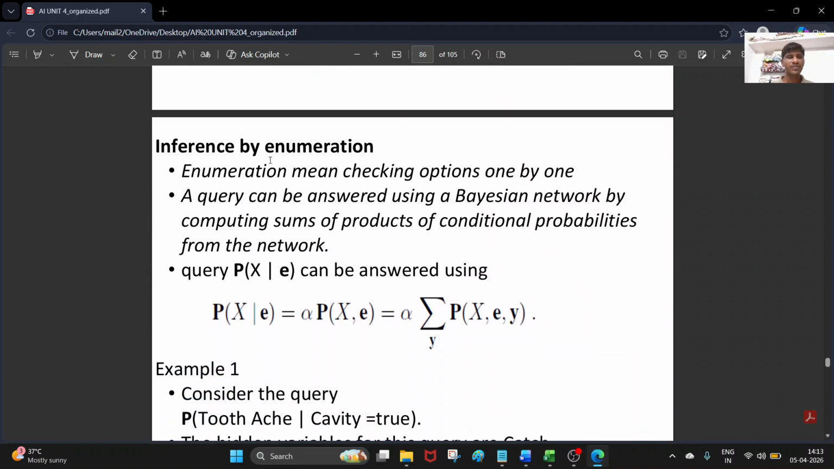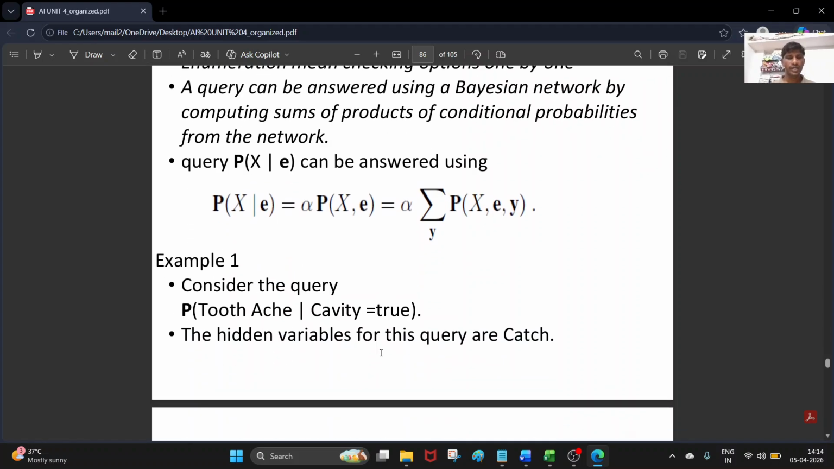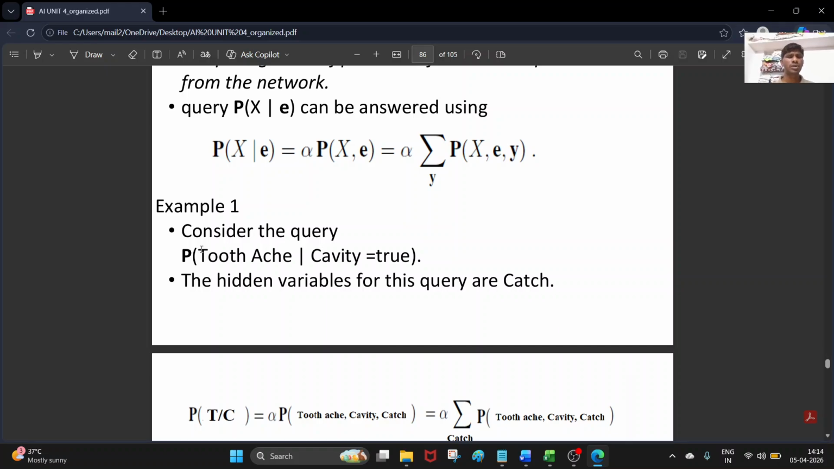Exact inference by enumeration. Enumeration means checking the options one by one. What are all the possible options there are? You have to check the options one by one. The query P of X given e can be answered by using P of X given e is equal to alpha into P of X comma e, that is alpha into summation over y of P of X comma e comma y. Let us consider the toothache query, that is the toothache and cavity problem. Here toothache is a query variable and cavity equal to true is the event that occurs.